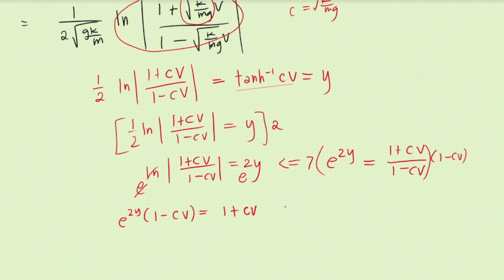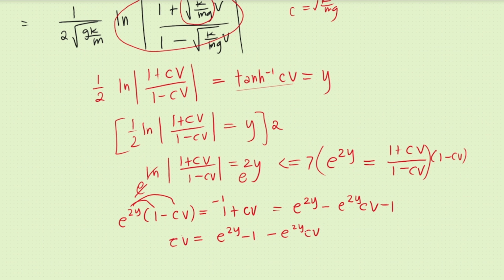So we distribute e to the 2y: e to the 2y minus e to the 2y cv. Okay? So we group terms with the same variables. We subtract 1 from both sides of the equation. If we subtract 1 here, we also subtract 1 here. We would be left with cv is equal to e to the 2y minus 1 minus e to the 2y cv.